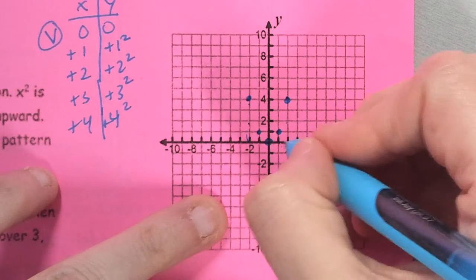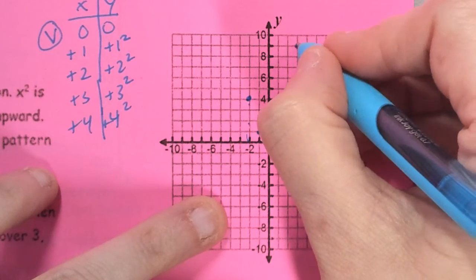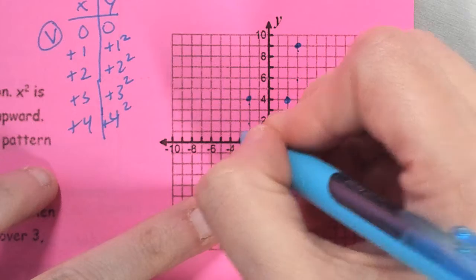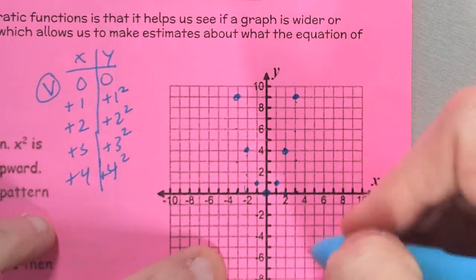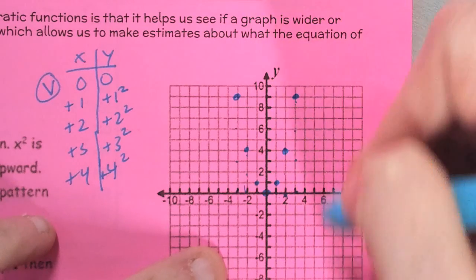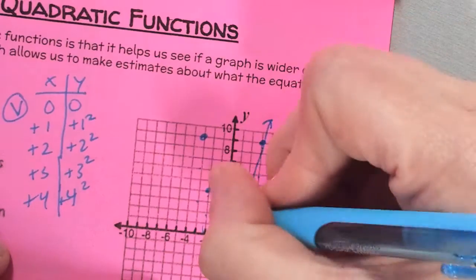For the third one, I go over 3, I go up 3 squared, which is 3 times 3, which gets me up to 9. And if I could plot it, I go over 4, up 16, because 4 times 4 is 16. And then that is my parent function.